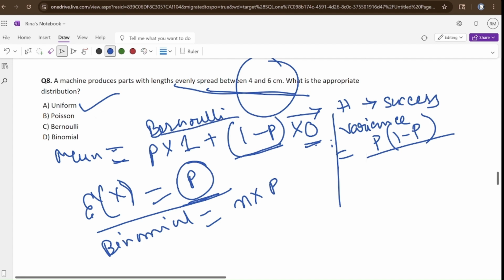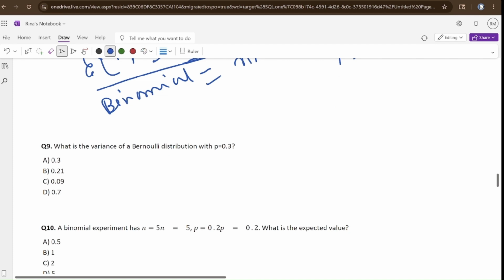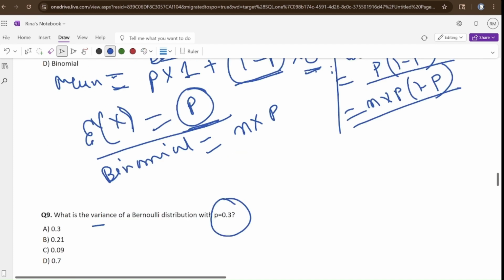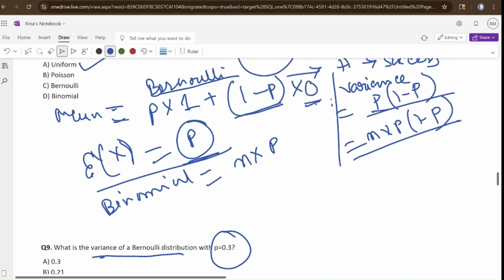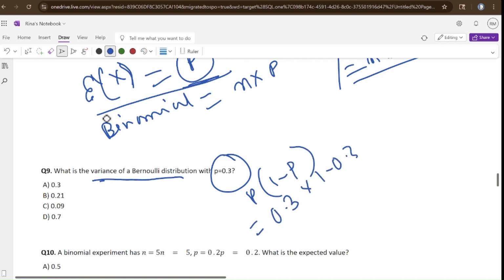And same thing for binomial, it will be n into p into 1 minus p. Okay, this is the formula you can apply and you can solve this. What is the variance of Bernoulli distribution with p equal to 0.3? See, variance for Bernoulli is p into 1 minus p. The probability of getting and the probability of not getting, that is the variance. So 0.3 into 1 minus 0.3, which is 0.7. So 0.3 into 0.7 equals 0.21.